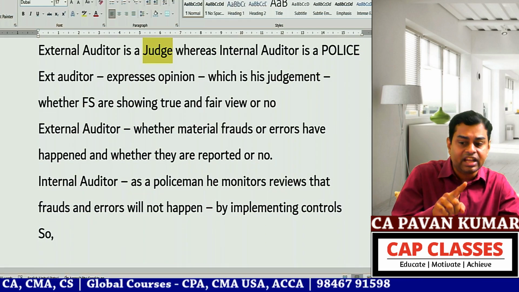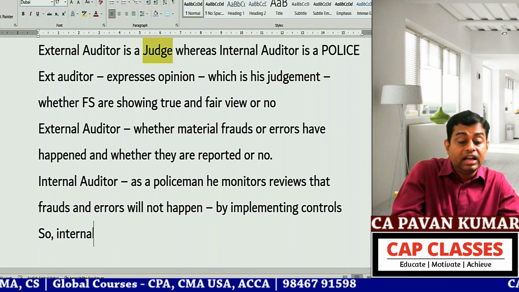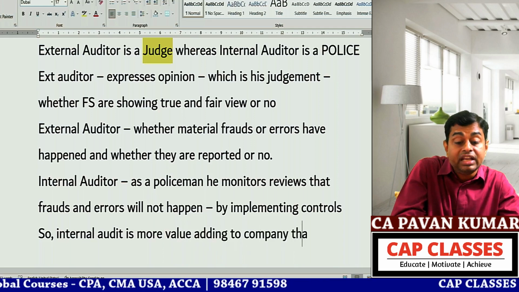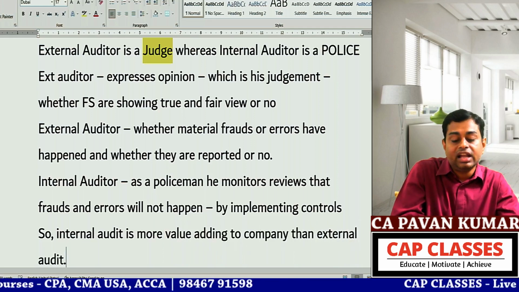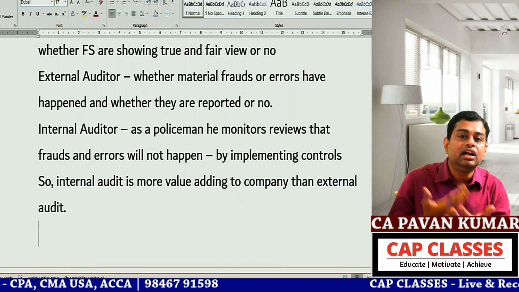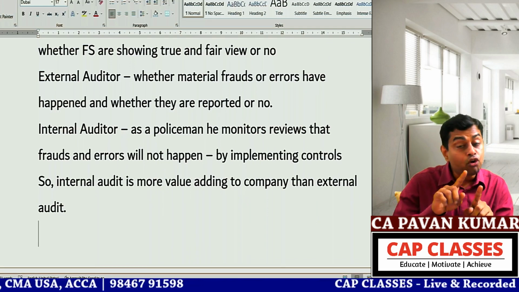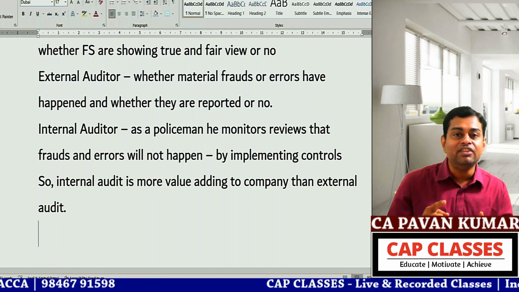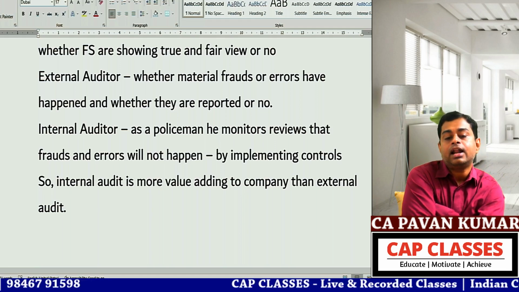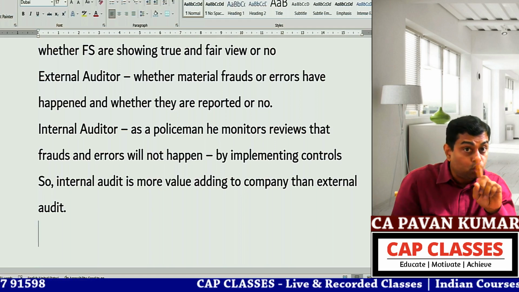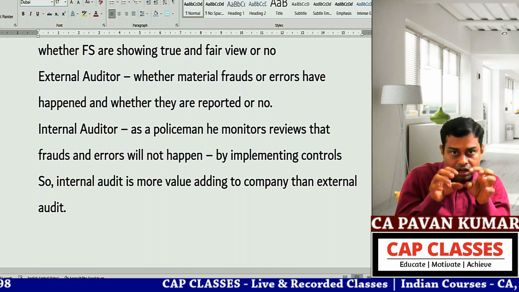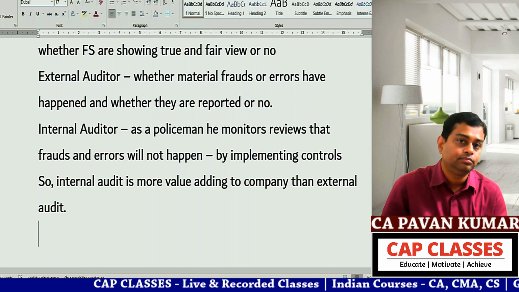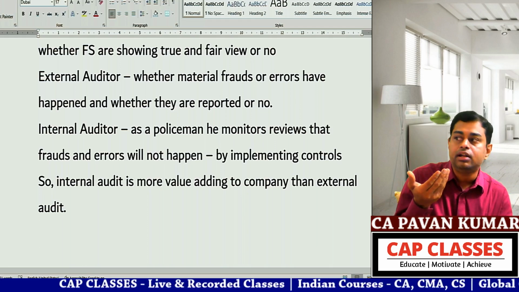So honestly speaking, brutally honestly speaking, internal audit is more value adding to the company than external audit. External audit is actually interference and unnecessary disturbance for the company. For the shareholder, external audit is more important. Try to understand. Now don't go today evening and say, Pavan sir said internal audit is more valuable than external audit. No, don't change the sentence. Internal audit is more valuable, value adding to the company, not to the shareholder. To the shareholder, external audit. Hello, are you understanding my point?